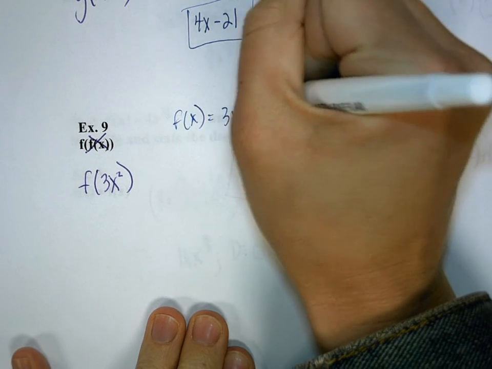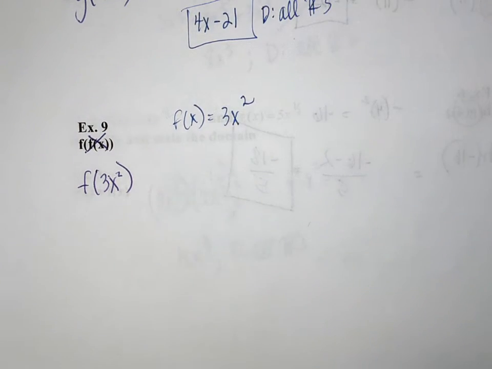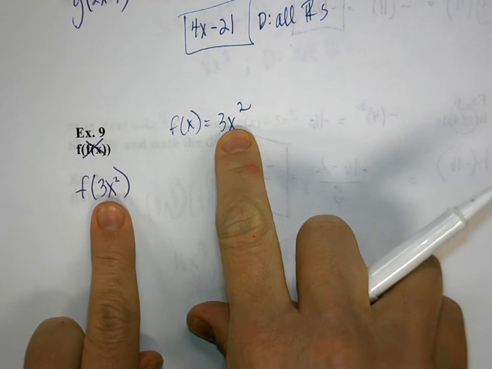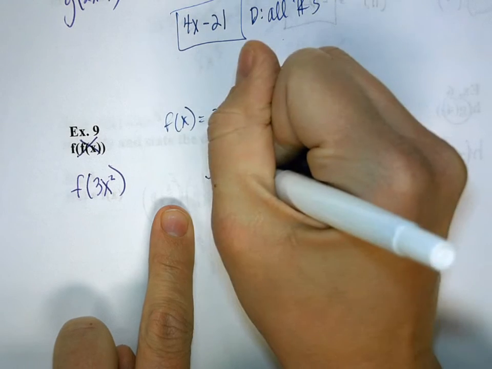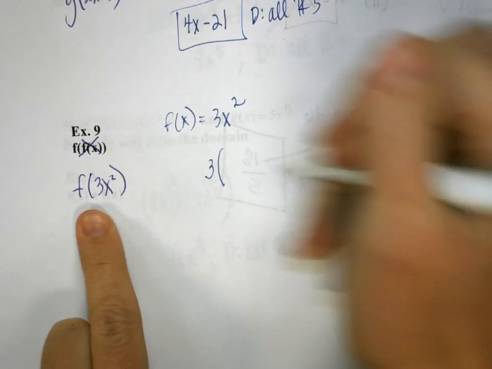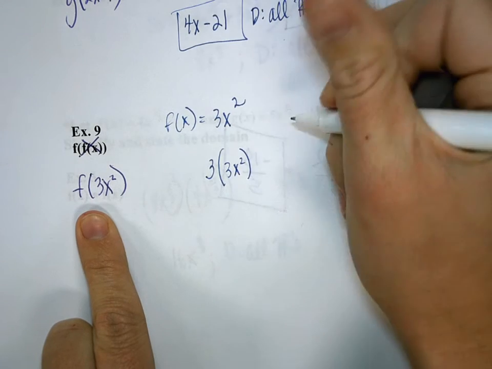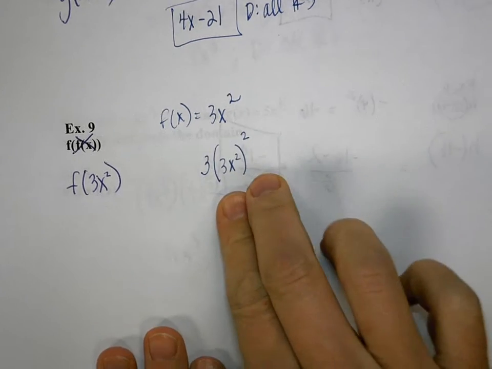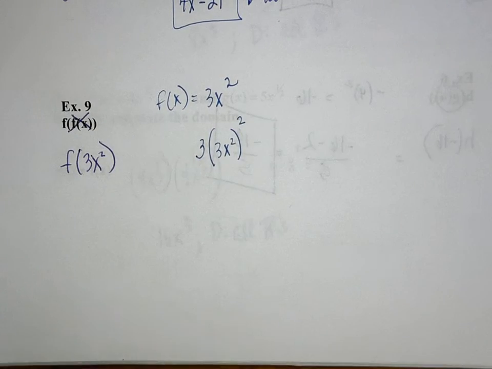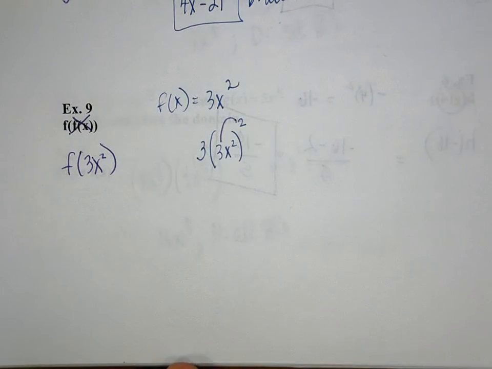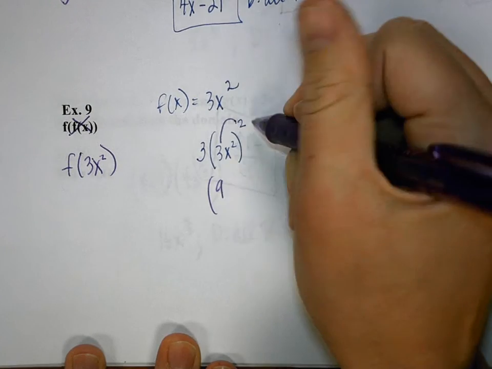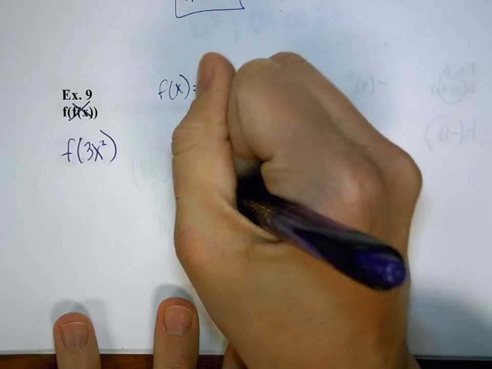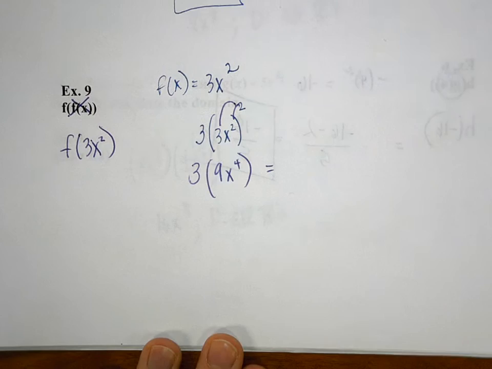We have f of x equals 3x squared. Now, wherever I see x, I'm going to plug in 3x squared. So that means I'm going to have 3 parenthesis what? 3x squared squared. Okay, now this 2 right here is only touching the parenthesis. So we need to square everything inside. So when I square 3, what does that become? 9. And then when I square x squared, it becomes x to the 4th. And then I still have a 3 in front.